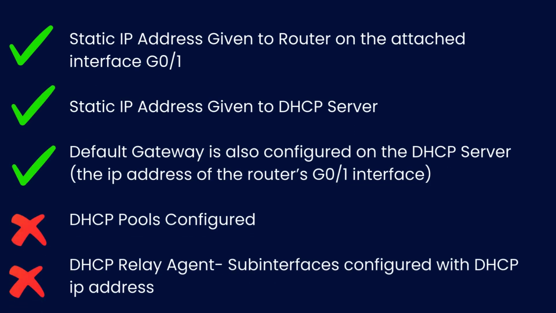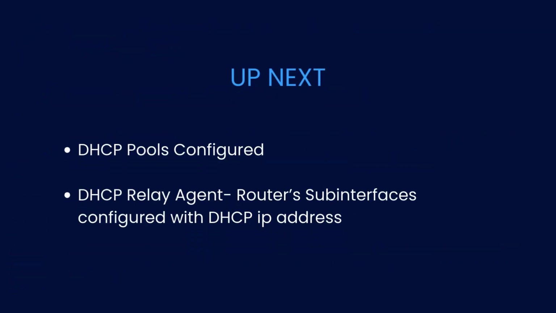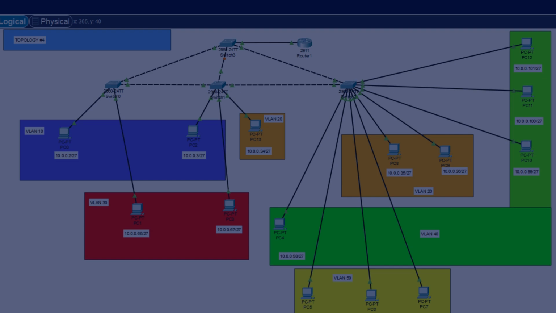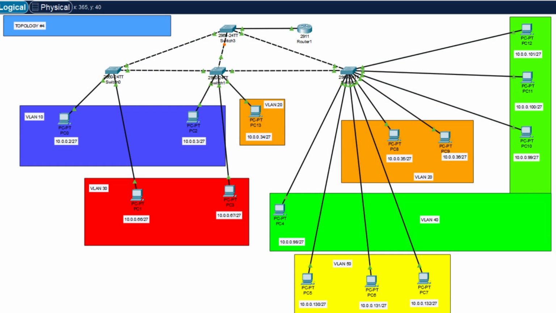So far, I've only assigned static IP addresses to the router's interface and the DHCP server. The server is using the router's IP address as its default gateway. First, I'll need to configure the server so that it has a DHCP pool for each VLAN. Then I will configure the router to be a DHCP relay, also referred to as an IP helper. Let's take a look at the process.